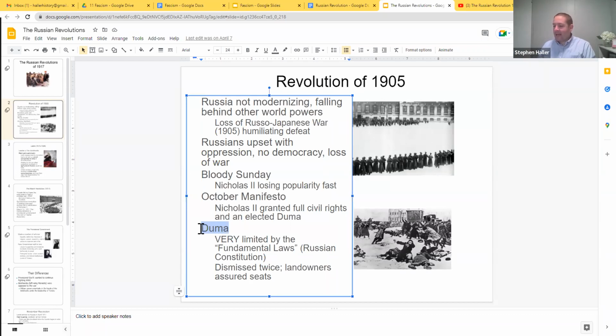But it is a big step, right? And this is why we call this the revolution of 1905. Because it's a big step in dismantling that first type of Russian authority, absolute monarchy, that exists within Russia. So again, this is that first step. Now we're going to fast forward a little bit.